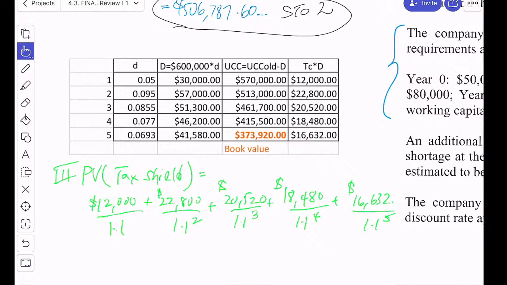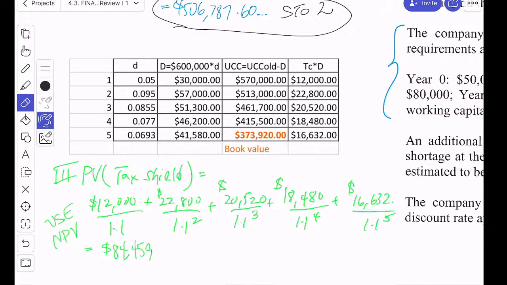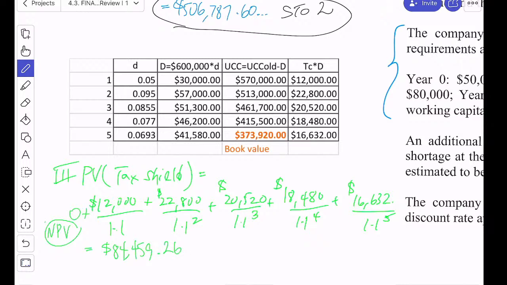And what do you get? So use NPV in your calculator. Make sure you put a 0 for the first amount, right? I'll put a 0 here to remind you. So you should get 84,459.26. And this will be store 3. And then you add them all up.